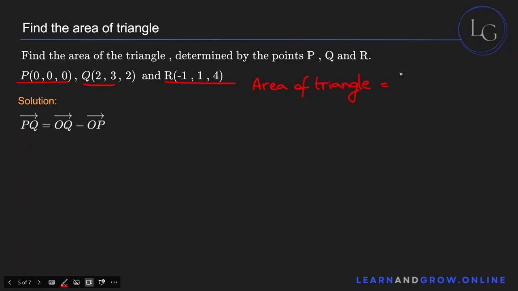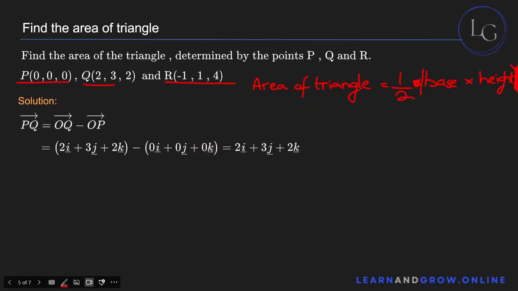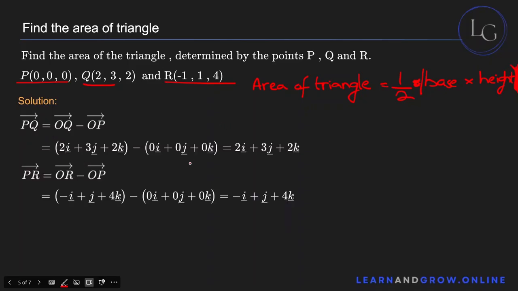is basically half of the parallelogram that it makes, right? So half of the cross product of base and height, right? Oops, sorry, this is a bar because it's a cross product. Now, PQ is equal to OQ minus OP, very obvious. PR gives you this. Now, you have the base and you have the height, right? PQ and PR, you have the base and the height.